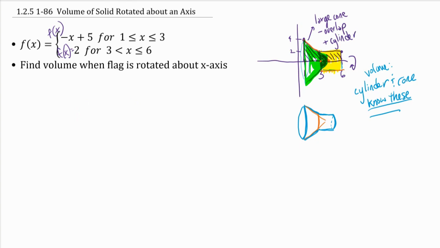So you always want to walk yourself through before you start just plugging stuff into formulas. What is the actual volume? What is the shape actually going to be?